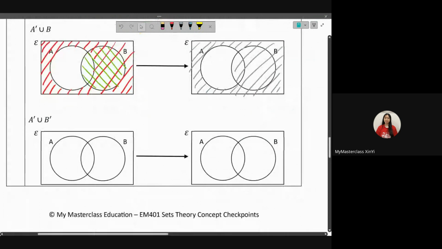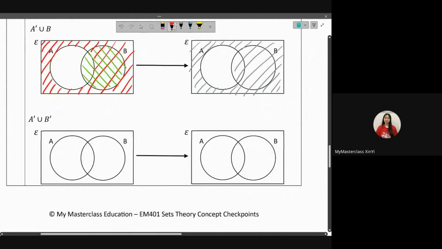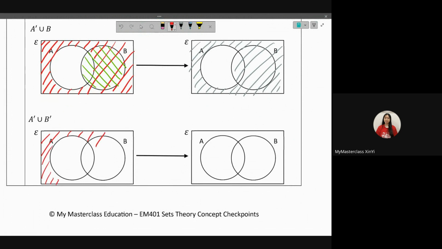Then A prime union B prime. Whatever you shade, A prime is outside of A, union with B prime, outside of B. So basically what is not shaded is the intersection. In this case, it is this.